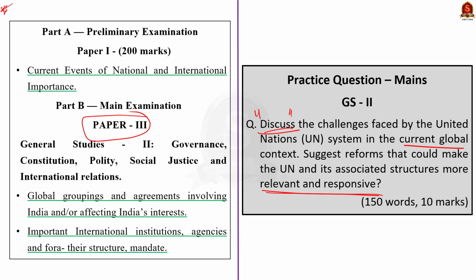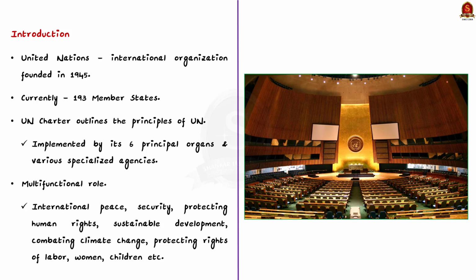The question demands two things. It demands us to answer what are the challenges faced by the UN system. The second part of the question demands us to suggest a few reforms that can be taken in this regard. So let me be clear once again. We have to list out the challenges and then suggest measures to rectify those challenges. So this will be the structure of our answer. Let us start answering. The question is very specific.